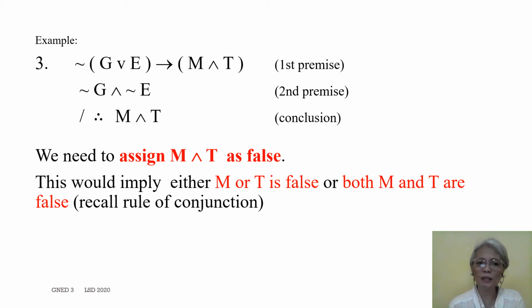If M and T is false, this statement is false, anong ibig sabihin, no? Pwedeng pareho silang false, pwedeng isa sa kanila false, pero hindi pwedeng sila pareho true, no? Okay? Pwedeng isa sa kanila false, pwede ring parehong false, pero never na pareho silang true. So, yun dapat malinaw sa atin, no? By the rule of conjunction.